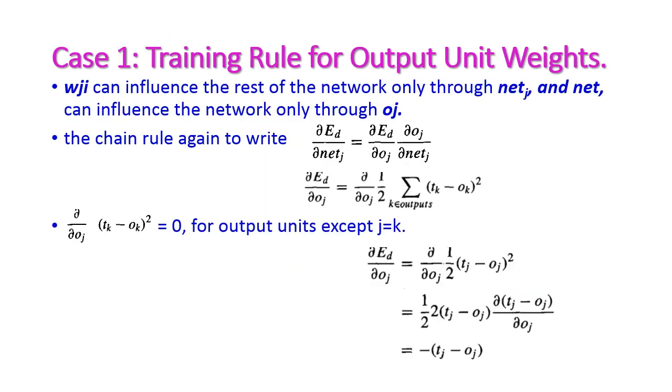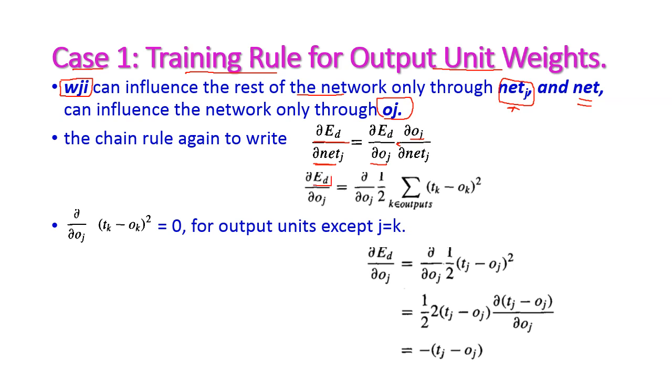And now let us see the two different training rules. Case 1 is the training rule for output unit weights, and in case 2 we will see the training rule for hidden layer units. First let us compute this for wji, the ith weight in the jth unit. It can influence the rest of the network only through net j, that we know very well, and net j can influence the network only through oj. Hence we have to apply the chain rule with the value oj. So this equation will be rewritten by including the chain rule, dOj here and dOj here.